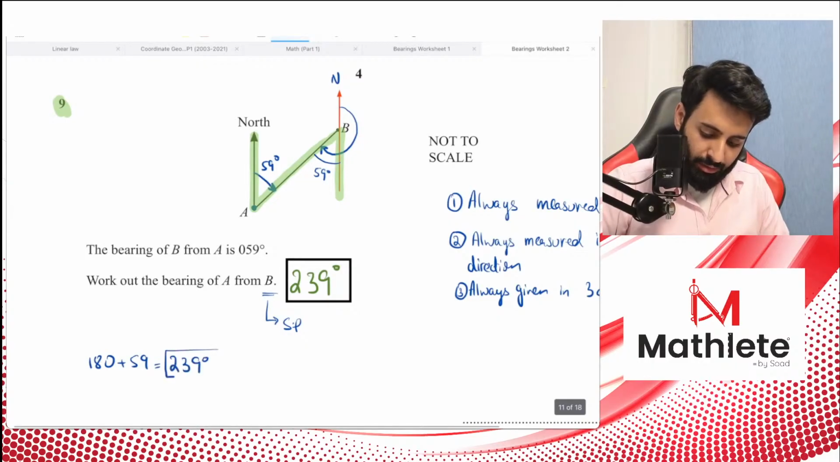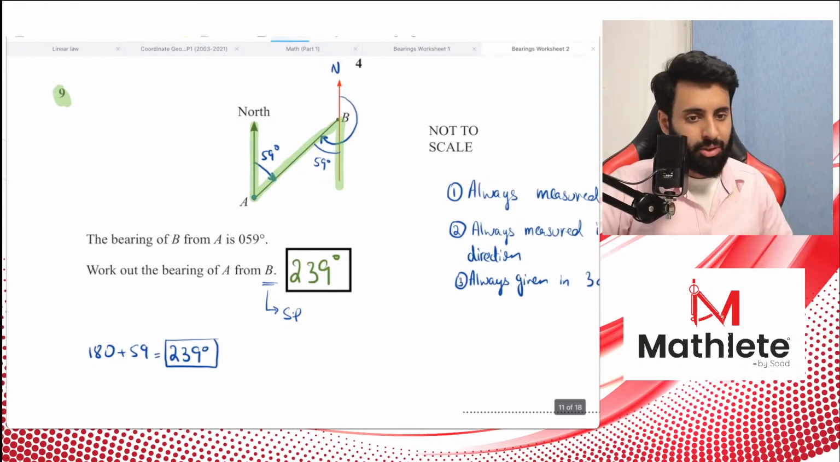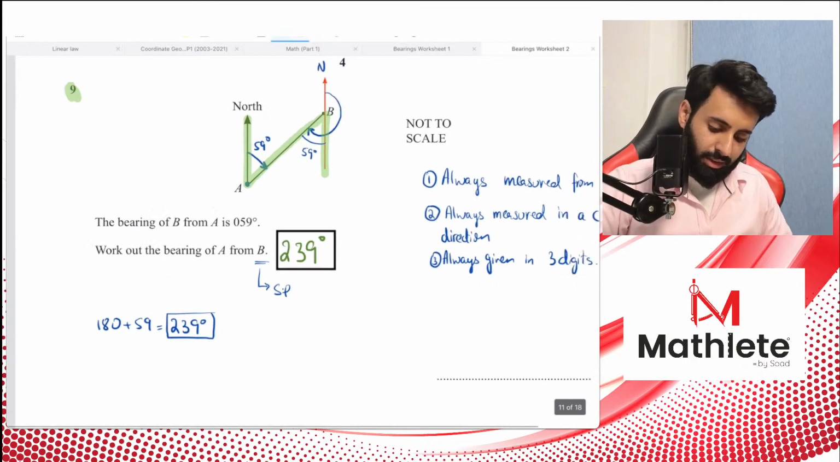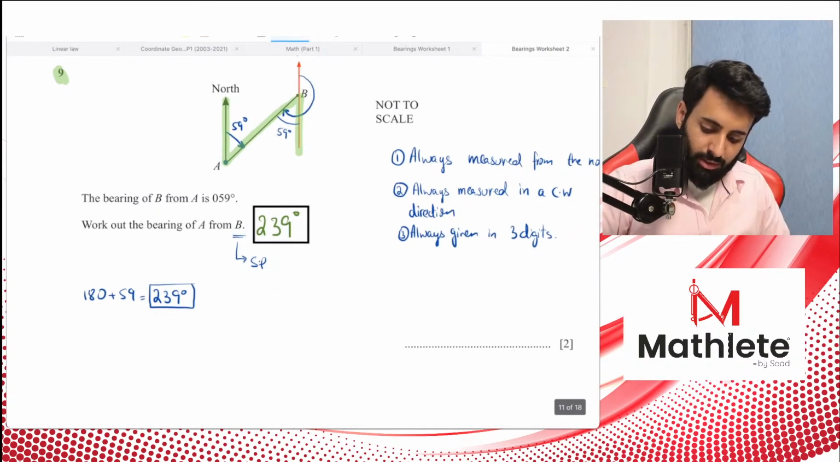In this worksheet, I have written the correct answers right next to the question, so you don't have to open the marking scheme or anything. So that's the answer. Now, there is a shortcut. By the way, this concept is called reverse bearing.